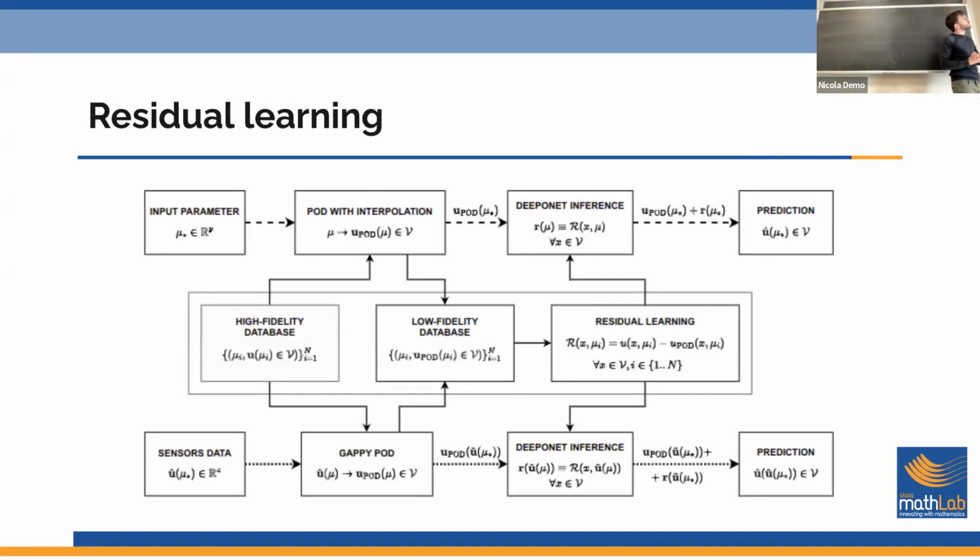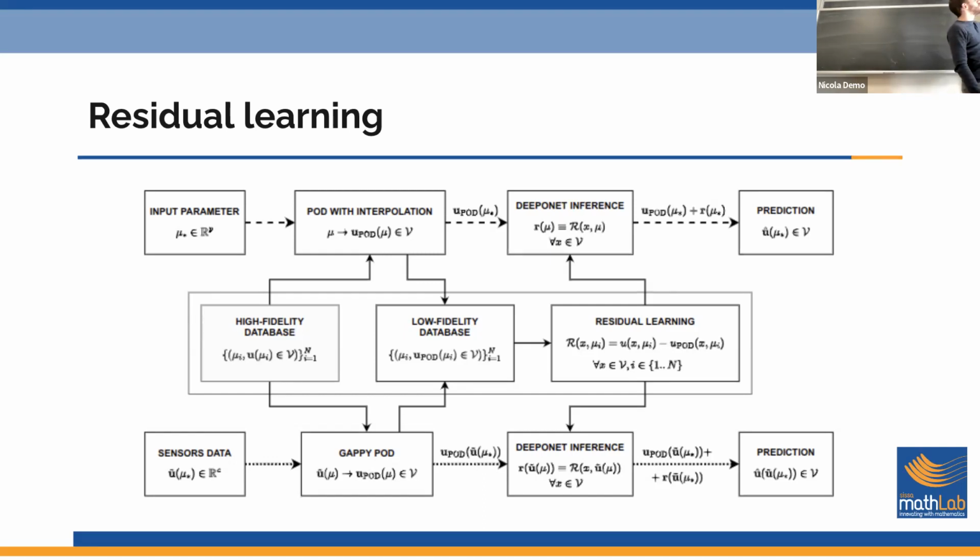So this is the scheme. Basically the top line and the bottom line present two different approaches to obtain the same result. In one case, we have the standard POD model, so you have the parameter as input, and you want to obtain the solution corresponding to that parameter. In the bottom line, just to explain, we have instead the GAPPY POD model.